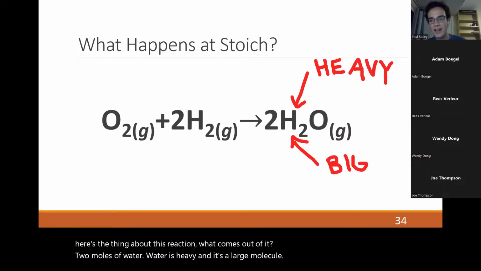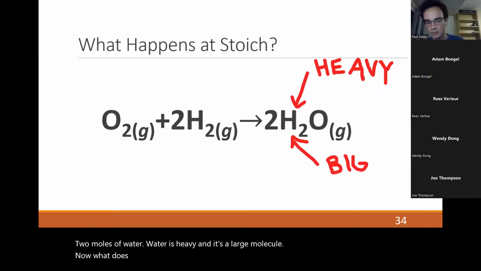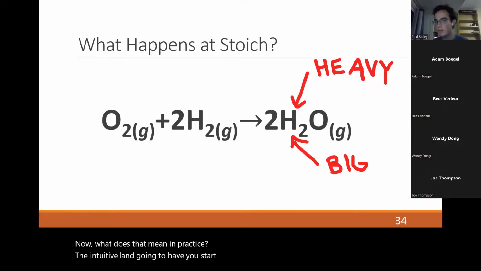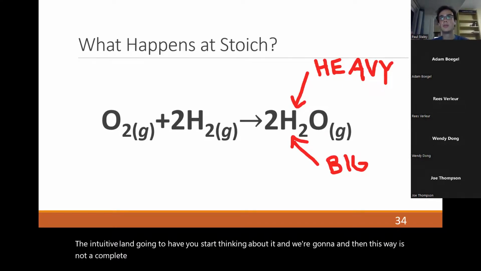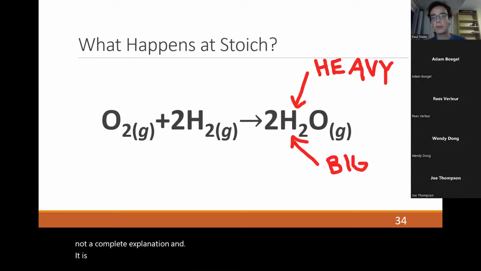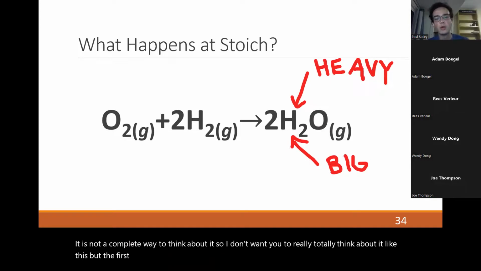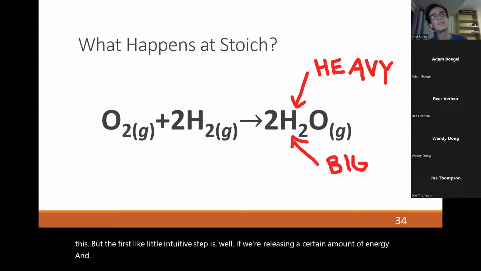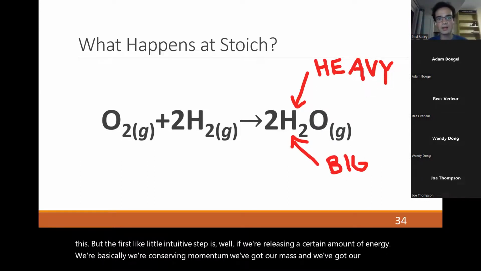Now, what does that mean in practice? The intuitive way I'm going to have you start thinking about it, and this is not a complete explanation and not a complete way to think about it, so I don't want you to totally think about it like this, but the first little intuitive step is, if we're releasing a certain amount of energy and we're conserving momentum, we've got our mass and we've got our velocity, they've got to kind of even out.